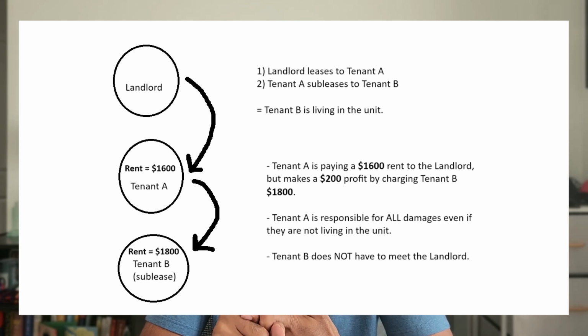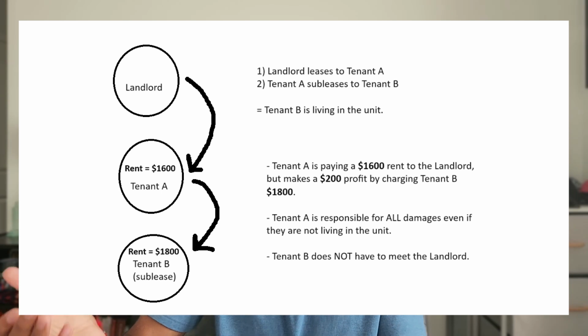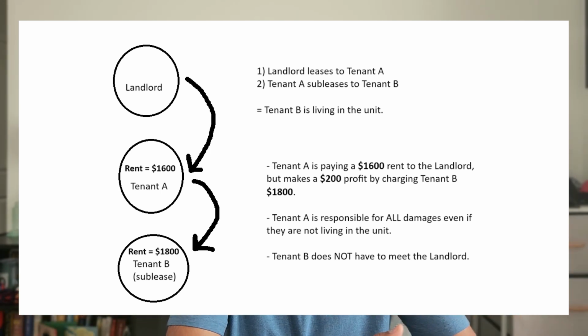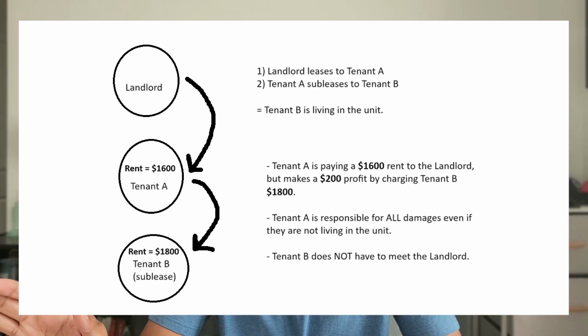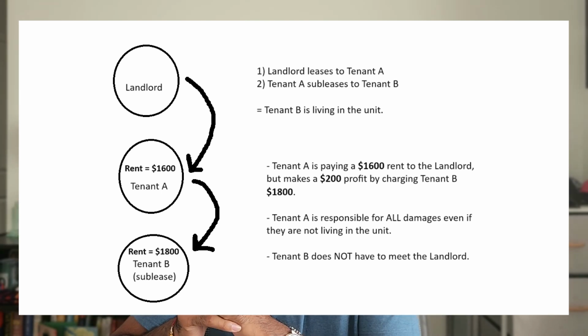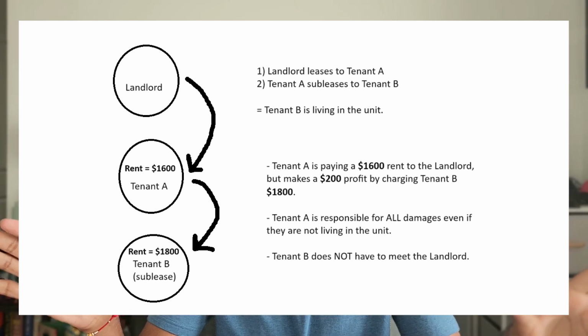In this situation, tenant A pays $1,600 in rent to the landlord, and tenant B pays $1,800 in rent to tenant A. And so in this situation, tenant A is making a $200 profit simply because they're renting from the landlord, but they're not actually living in the unit. Tenant B is living in the unit, and all tenant B has to do is pay rent to tenant A. The landlord does not have to meet tenant B.